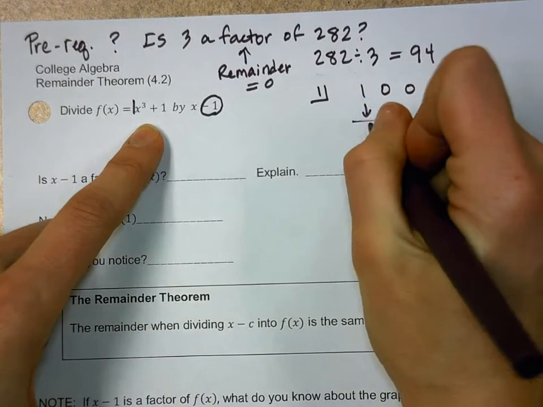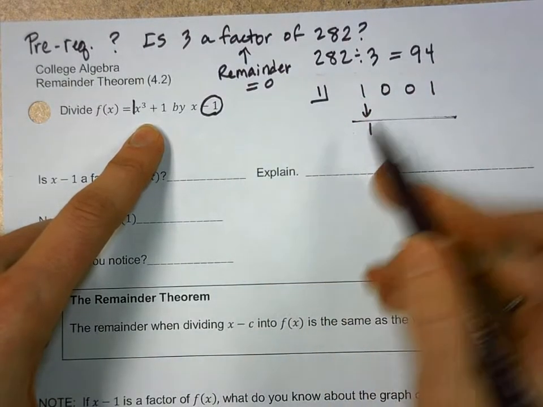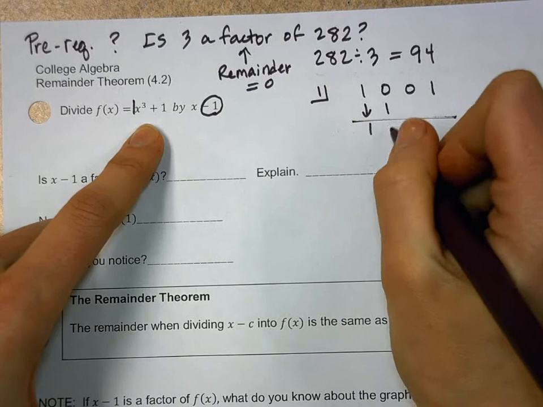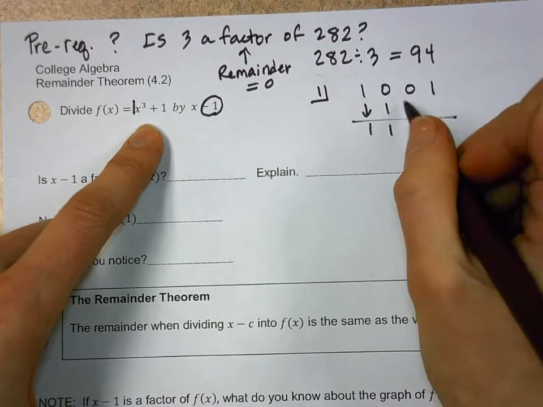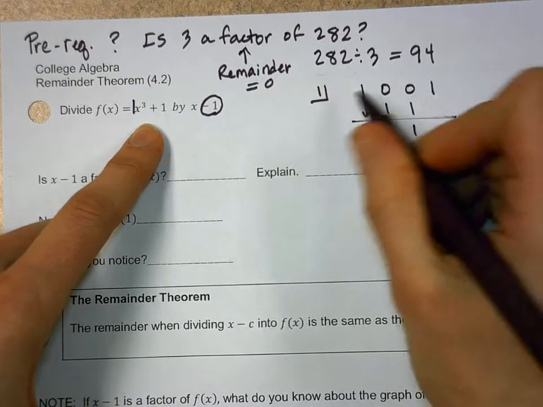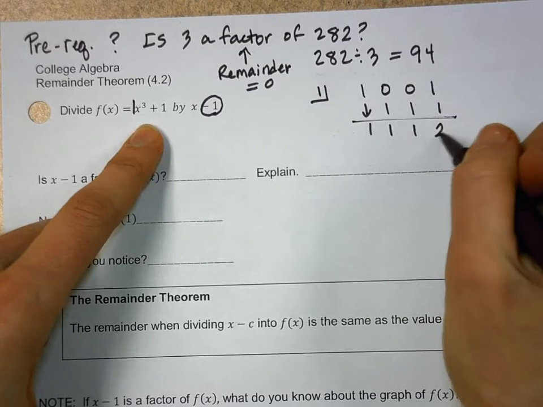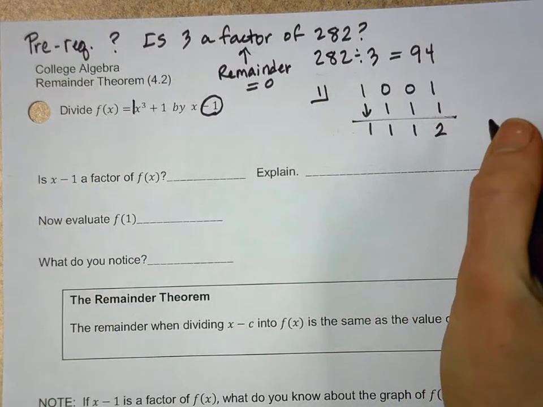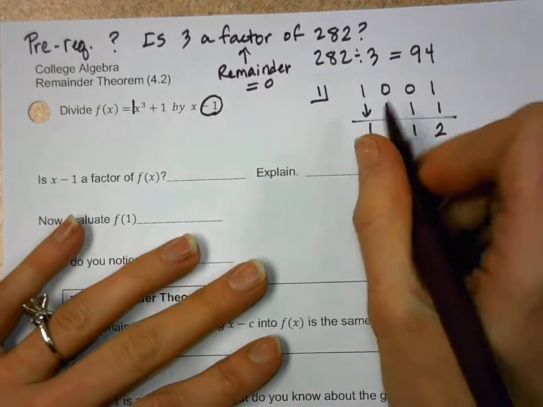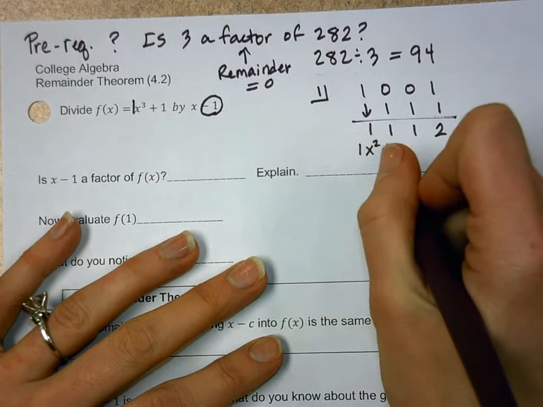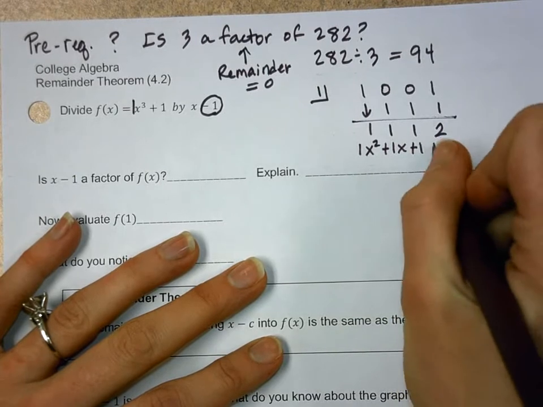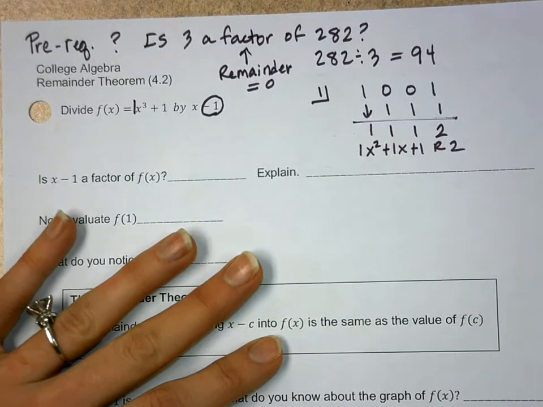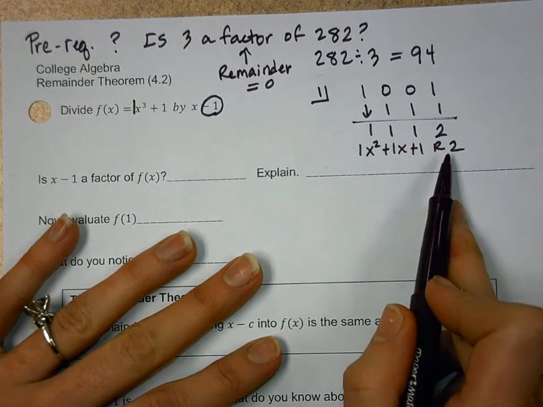Bring down the first term. Multiply. 1 times 1 is 1. 0 plus 1 is 1. 1 times 1 is 1. 0 plus 1 is 1. 1 times 1 is 1. 1 plus 1 is 2. So if I looked at this in answer format, it would be 1x squared plus 1x plus 1 with a remainder of 2. Right there, remainder of 2.